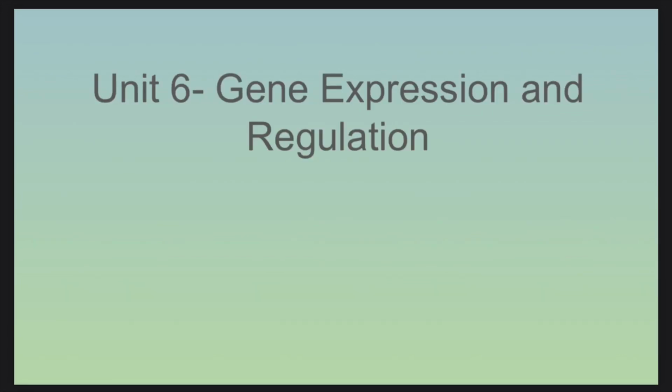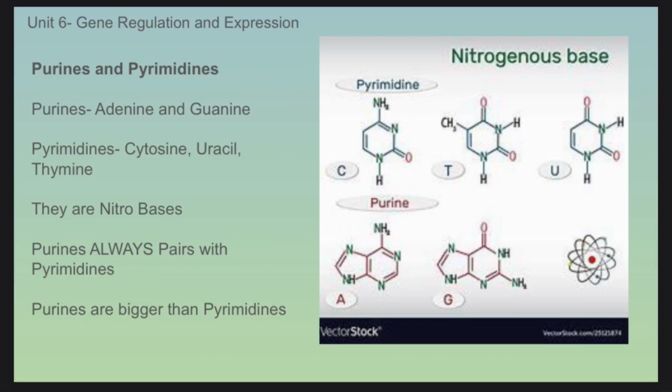Now we're on Unit 6, which is gene expression and regulation. To start off this unit is the purines and the pyrimidines. The purines are adenine and guanine, and pyrimidines are cytosine, uracil, and thymine. They are nitrogenous bases, and purines always pair with the pyrimidines. Purines are bigger structures than the pyrimidines.